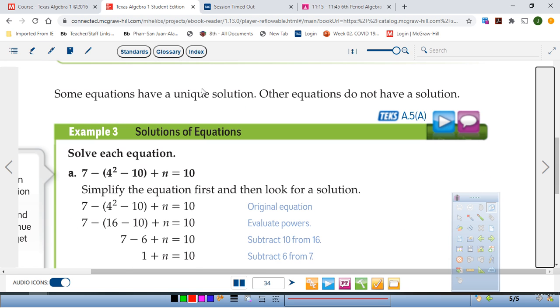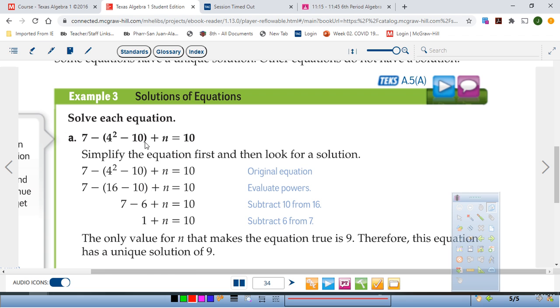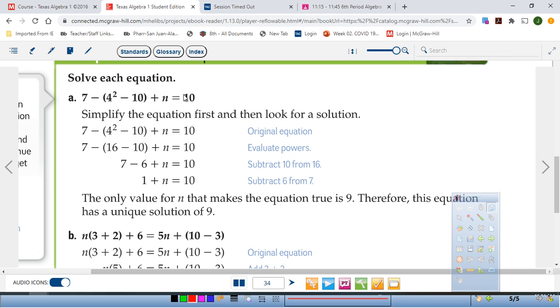Let's move up. Okay, some equations have a unique solution. Other equations do not have a solution. So what this is saying is sometimes there's only one answer, and sometimes there's no answer. Yes, you've got to be aware of that. Let's look at this one real quick. Solve each equation. They're just giving you this one as an example here.